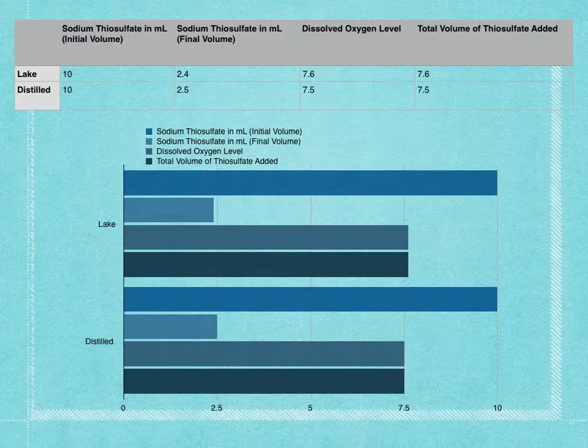After conducting the procedure, we collected our data in a chart and graph. As you can see, the amount of dissolved oxygen was approximately 7.6 parts per million as opposed to the distilled water, which measured 7.5 parts per million.